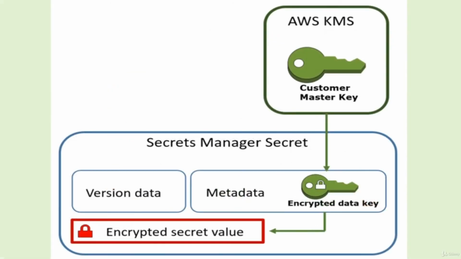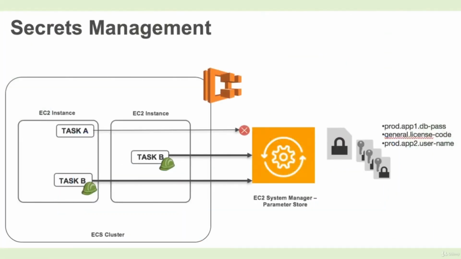We have the customer master key, the encrypted key. We have the metadata. We have the version data. You can encrypt a secret value here, which is a customer key, and the encrypted data key. That could be referred to as a public and private key of a person. With Secrets Manager, you could keep secrets of EC2 instances as well, the various credentials for different tasks.